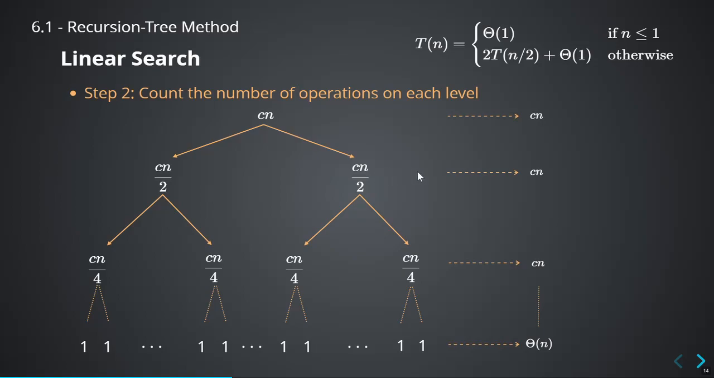This is linear search now, so we're not going to be having Cn, Cn over 2 anymore. We can actually say that on every node we're just doing one operation. Okay, just like I said that we will. So that's the number of operations on each level: 1, 2, 4, 8, and so on. So how many operations are we doing on the last level?